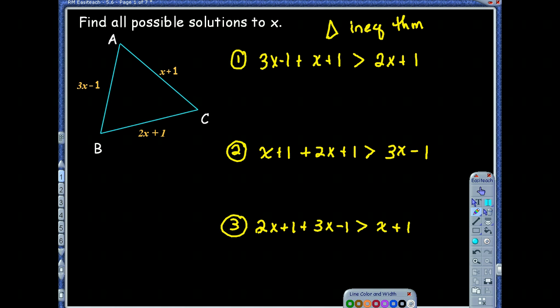Let's do a quick solving of this. This is going to be 4x greater than 2x plus 1. Subtract 2x from both sides: 2x is greater than 1, so x is greater than a half. Star that because we might need it.